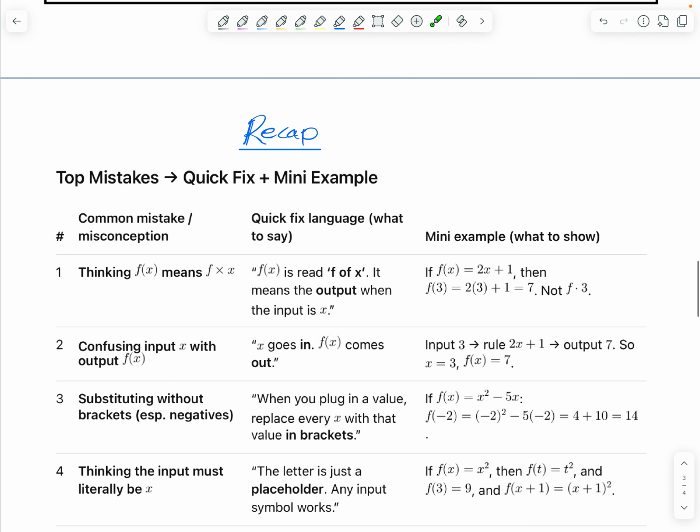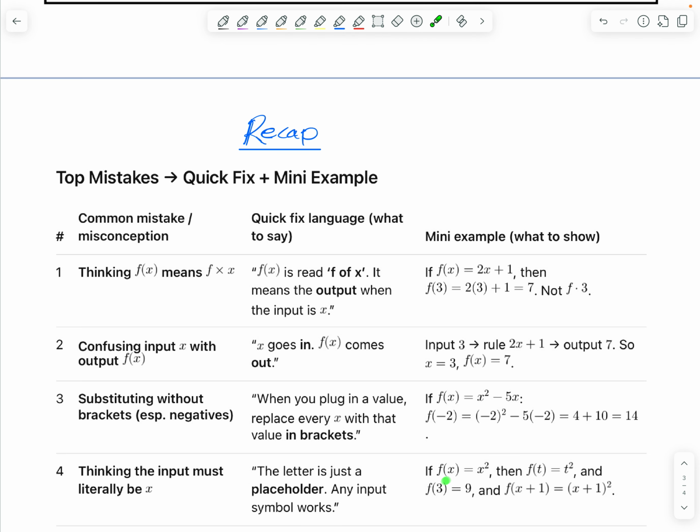Okay. Number 4, thinking that the input must literally be x. I know we always say f of x, but the letter x is just a placeholder. It's the input. You could replace that with a question mark or a mystery box. It could be anything. Any input symbol works. We just like to use x because it's consistent with what input is, independent, as opposed to y, which is the dependent variable. So we use x here.